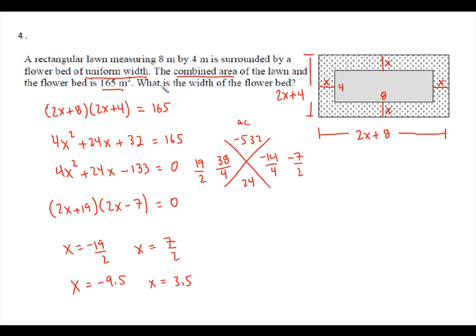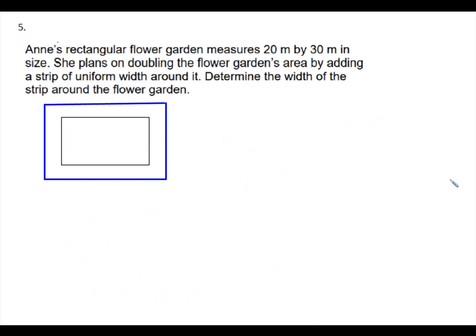So our question, what is the width of the flower bed? So x represents this width right here. Now, the width cannot be negative, so that negative 9.5 does not make sense. So we know the correct answer is the 3.5. So what's the width of the flower bed? 3.5 meters.